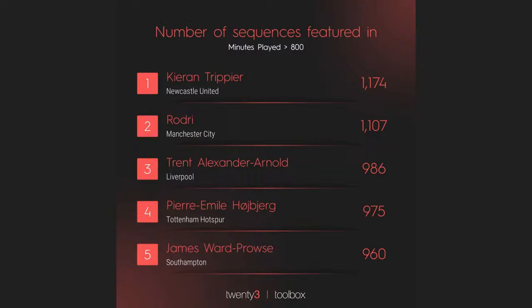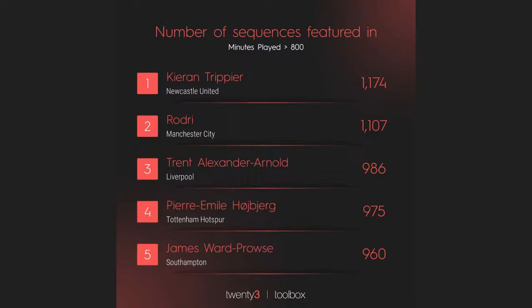But the fact that he's so far clear of Rodri and he's in the number 1 spot, it really did surprise me. So we're defining sequences here as possession sequences, stringing together passes, time on the ball. Newcastle will see a lot of the ball, so we're going to have players that feature relatively high up in this. That's fine. But for a right back to be this integral and this important is pretty stunning.